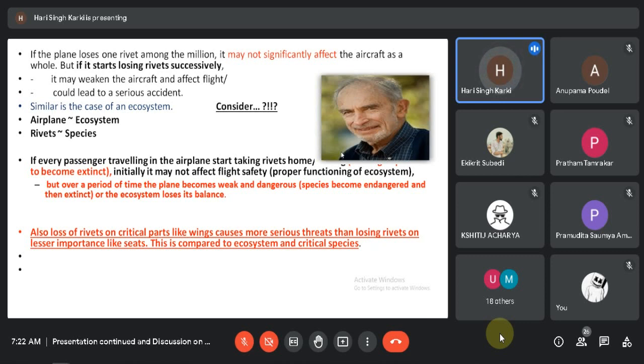Similarly, in the ecosystem, species become endangered, and then they get extinct, or the whole ecosystem loses its balance. That is analogous. Also, loss of rivets on critical parts, the key species like wings, causes more serious threats than losing rivets on lesser important parts like seats. If we take some nuts and bolts from the seats, there may not be much disturbance, but from the wings, what will happen? The same is the case with the ecosystem. This is compared to key and critical species. Key rivets mean key species in nature.